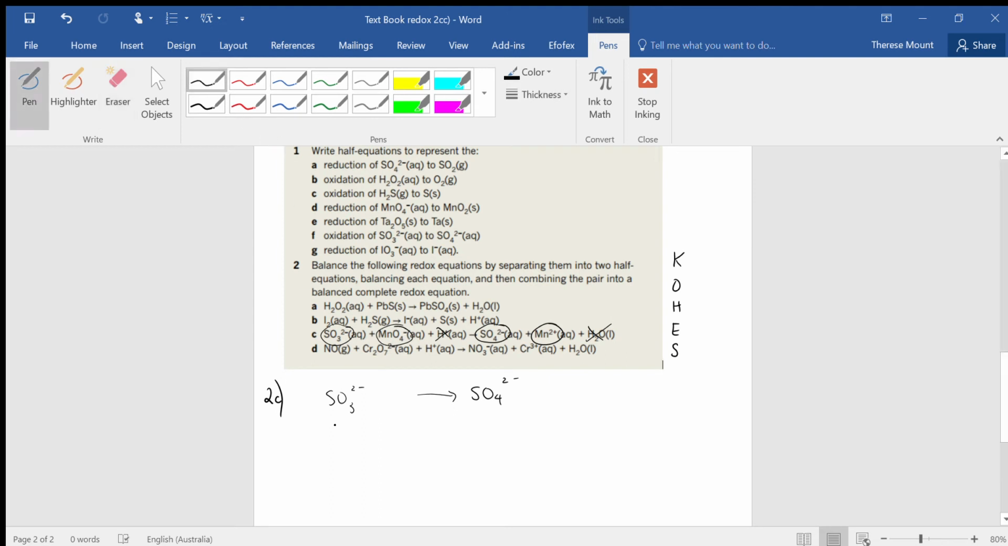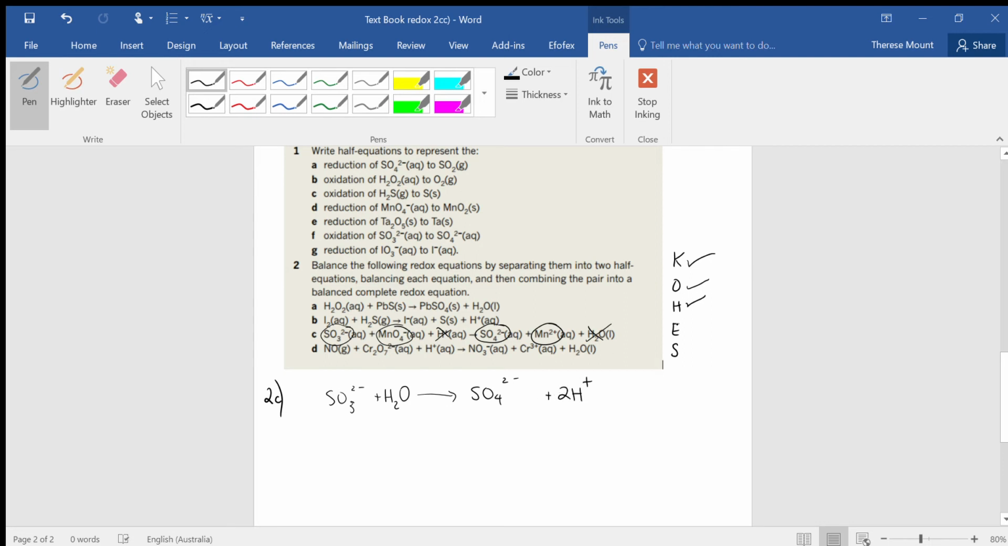Okay, so there are two skeletal equations, and I'm going to go through and balance my first one. So going through the Cohees steps. Okay, 1 S, 1 S, done. Oxygen, 3 on this side, 4 on that side, so I can add 1 water. Okay, now I've got 4 oxygen, 4 oxygen. Hydrogens, I've got 2 hydrogens on this side and none on that side, so I'm going to add 2 hydrogens.